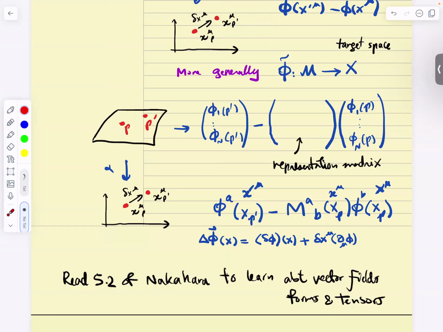One would expect that the representation matrix depends on the target space. It depends on your choice of X, the target space. Sorry, what is X? X is the target space. So you define the field phi as a function from M to X. In the example you wrote, it's R^n.